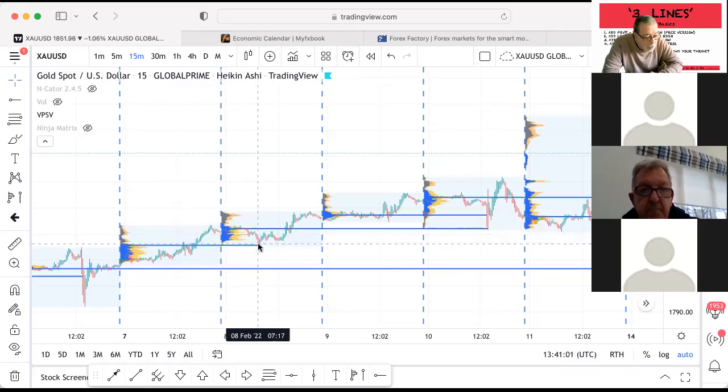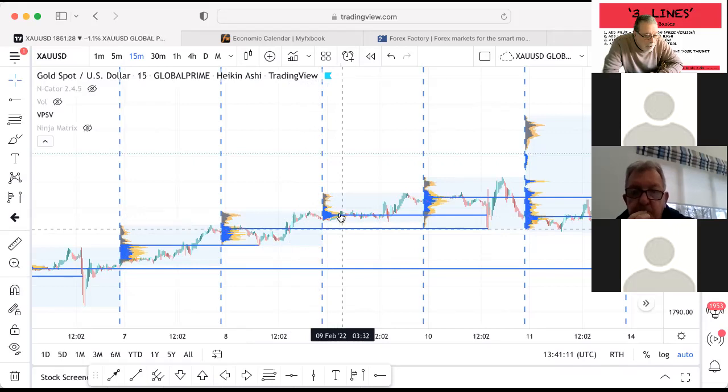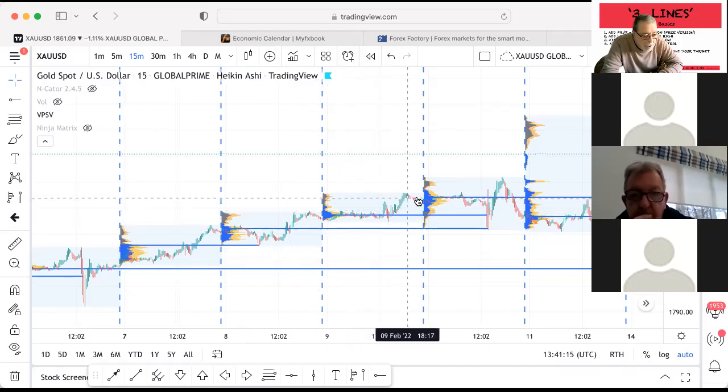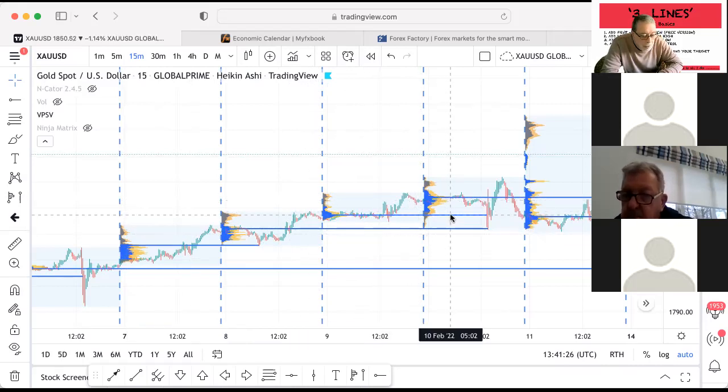It went down and touched it once, and then it went above it, and it stayed above it all day. So on Wednesday, this is our point of control, and it never even went anywhere near it. It stayed above it the entire day. So Friday, Monday, Tuesday. Monday, Tuesday went there. So on Thursday, this is our point of control.